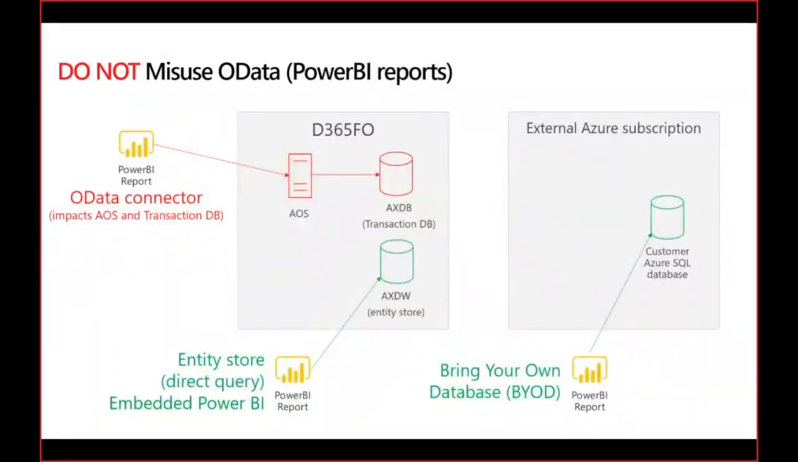This is a visualization about my comment, which I just mentioned, about the OData connector for Power BI reports, which hits directly the AOS and then also the AXDB, the transactional DB, which could lead for larger volumes of data to performance issues. So instead we recommend to use the entity store and then the embedded Power BI, and just do a direct query on this database. Alternatively, you could also use the BYOD solution and run your Power BI reporting from this other DB in your own or an external Azure subscription.